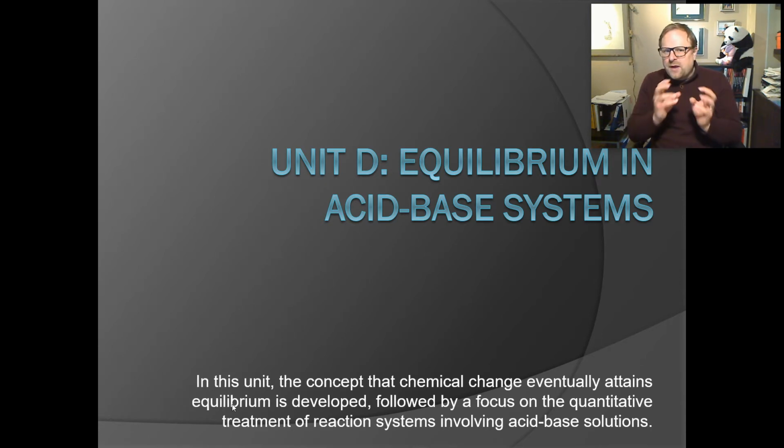We'll start to quantify things in a small way. We're going to learn a tool called an ICE table that's going to help us organize our thoughts as we start to work through these equilibrium calculations.